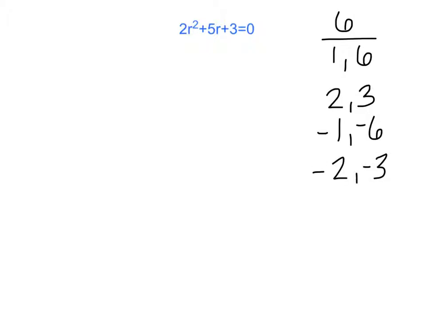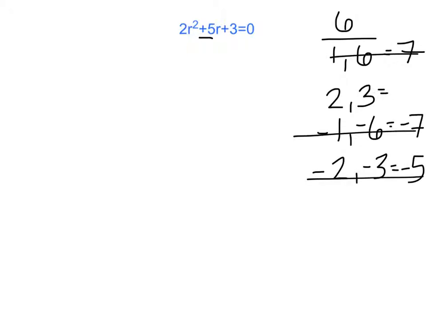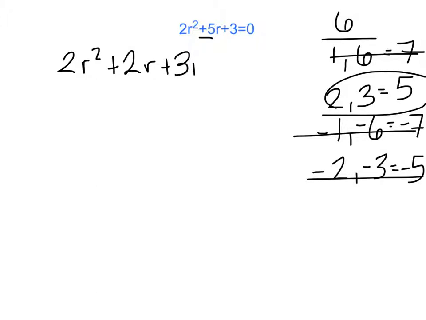Now since this is a positive 5 in the middle, it can't be this one because that's 7, and it can't be these because those are negative answers. So it's not any of those, but this does equal 5. So that is our answer. So then we have our 2r squared plus 2r plus 3r plus 3 equals 0. So all I did was split up that middle term into your 2r and 3r right here. Okay, so split up that middle term into 2 terms. Now we split it down the middle.